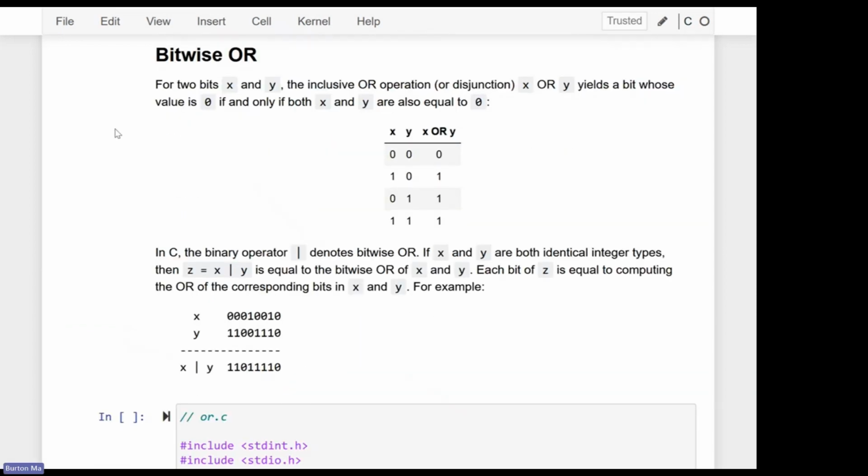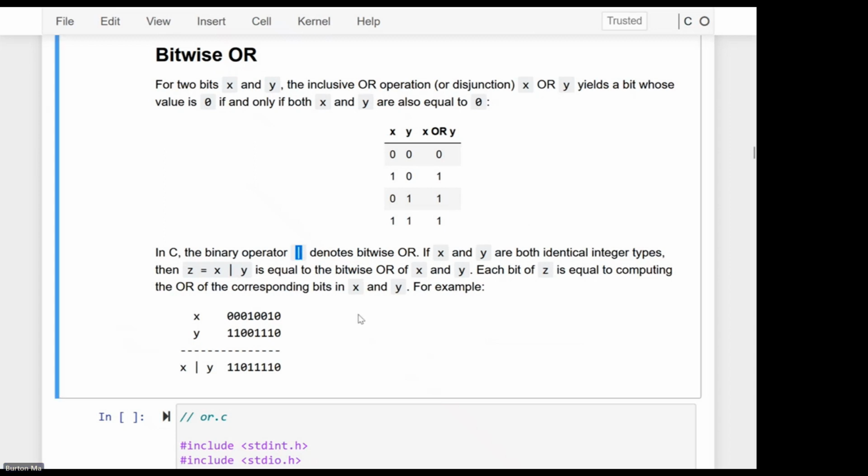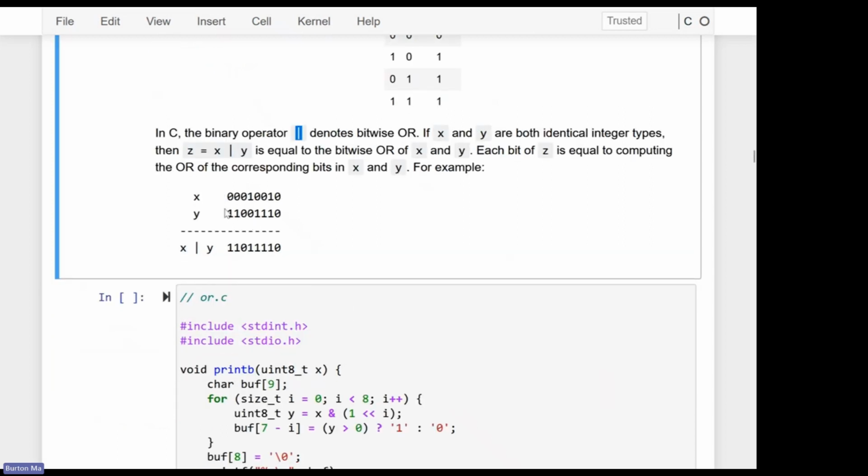Bitwise OR works like logical OR. As long as one of the two bits is 1, the result is also 1. In other words, you only get 0 if both bits are 0. The bitwise OR operator is the single vertical bar. Double vertical bar is logical OR, single vertical bar is bitwise OR. So if I take the bitwise OR of X and Y, anywhere there's 2 zeros, I get a 0. Everywhere else, I should get a 1.